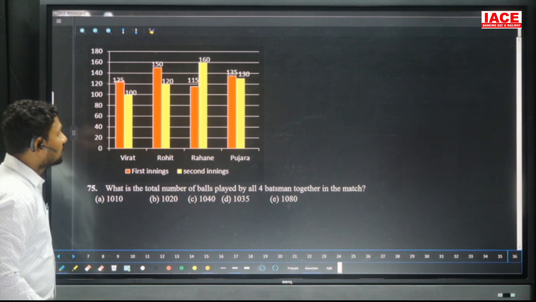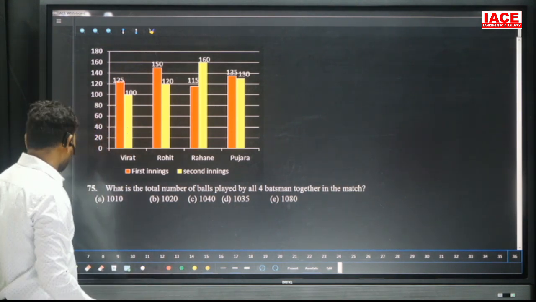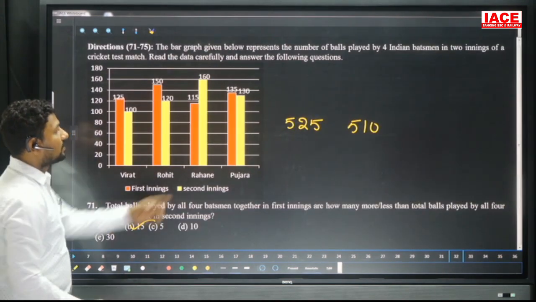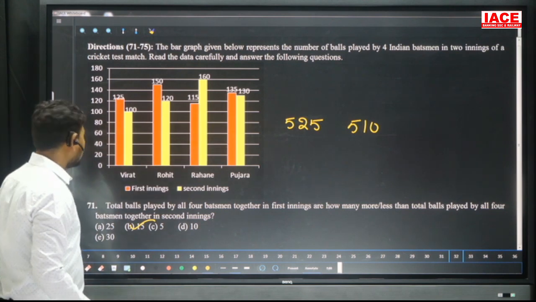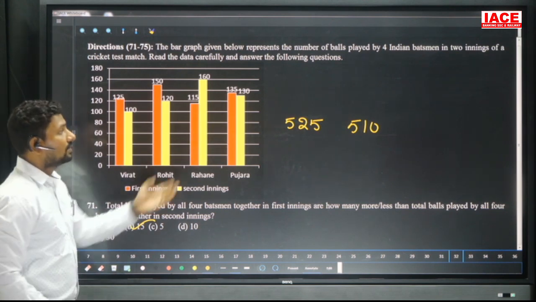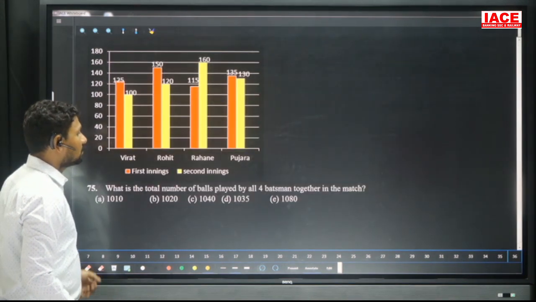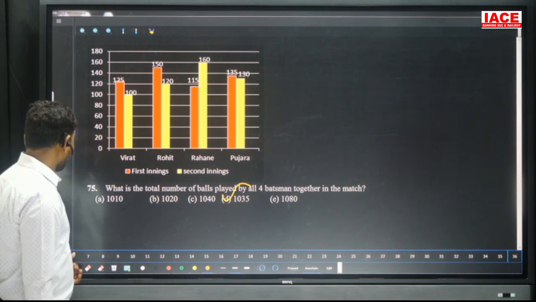Next, what is the total number of balls played by all four batsmen together in the match? So we have the first question, what? 525 plus 510. This belongs to all the balls. 525 plus 510 is equal to 1025 plus 10, which is equal to 1035. Then here our option is what? 1035. And going for the next question.